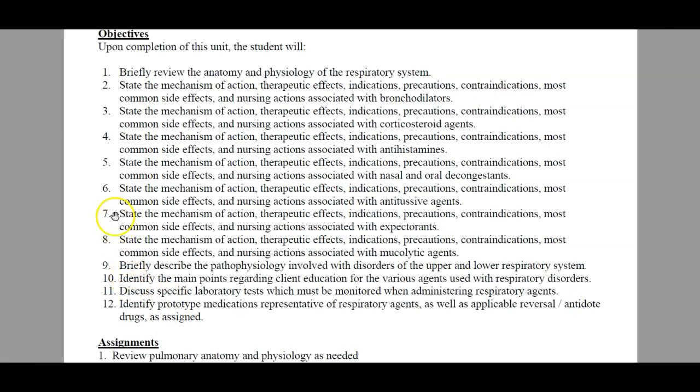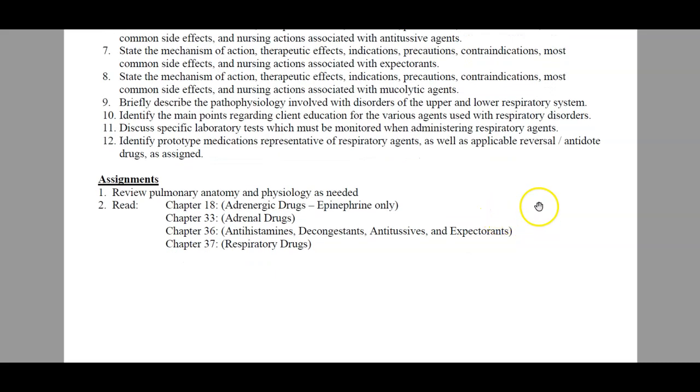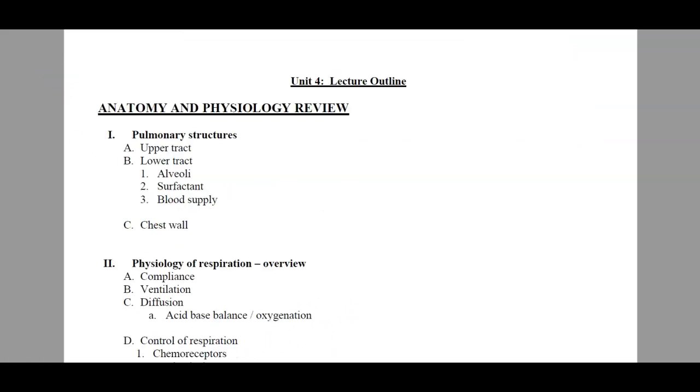These are your objectives. These are your reading assignments. So for assignments, you have to review your pulmonary anatomy and physiology as needed, and then read these chapters from your textbooks. You don't have to read everything page by page, but if you want additional information, feel free to visit these chapters in your textbooks. For the most part, you should have most, if not all, of your information in your outlines in combination with your lectures.